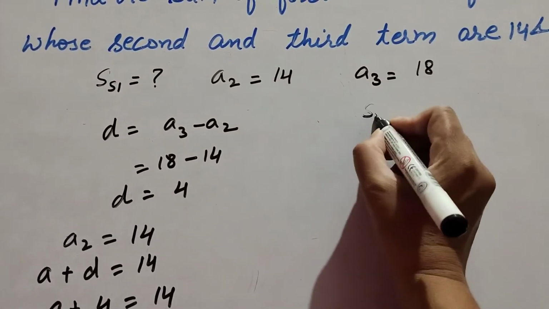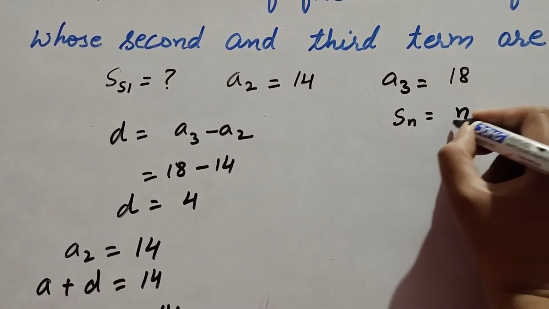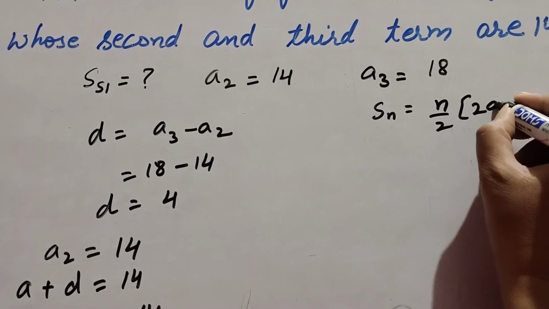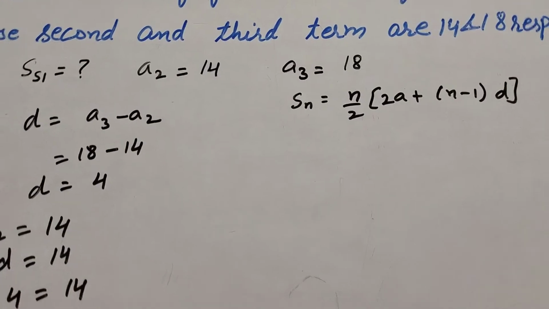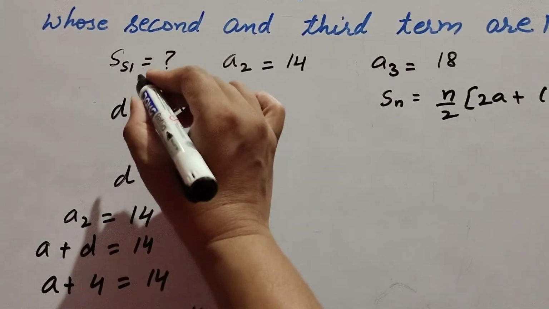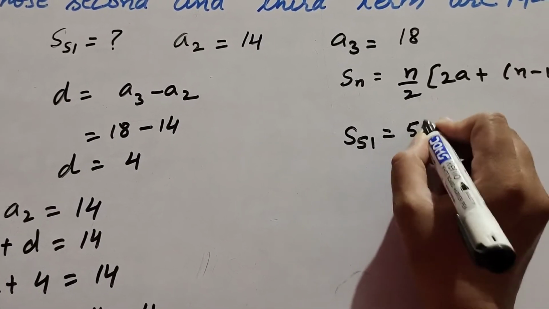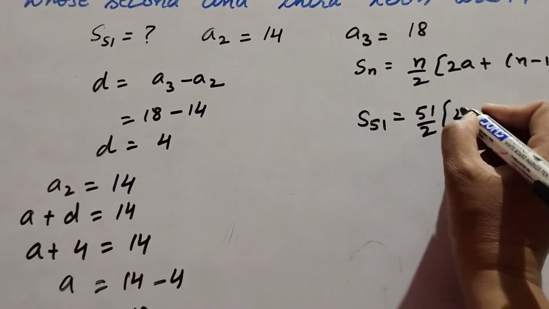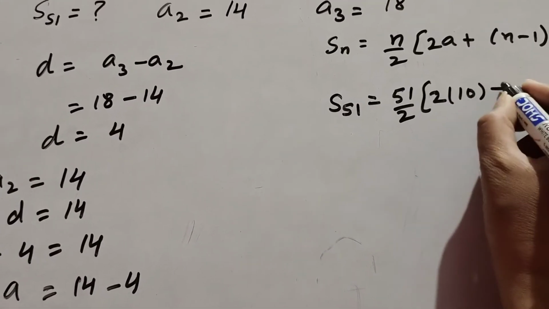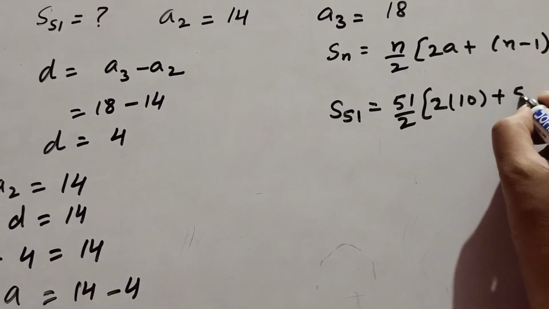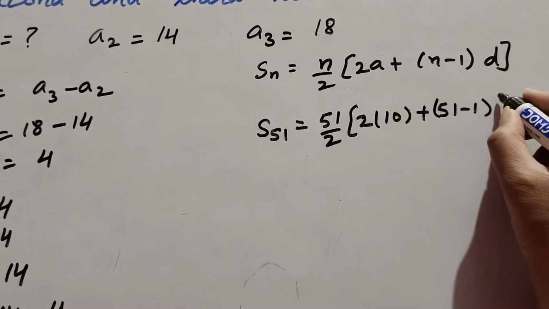So first term of the AP is 10. So now we find the sum of n number of terms. So we know the formula to find the sum of n number of terms. It is n over 2 into 2a plus n minus 1 into d. In this n is equal to 51. So we find the sum of 51 terms. It is equal to 51 over 2 into 2a. A is the first term that we find, 10. 2 into 10 plus n is 51, minus 1 into D that we find, 4.